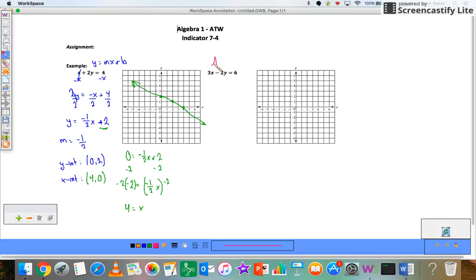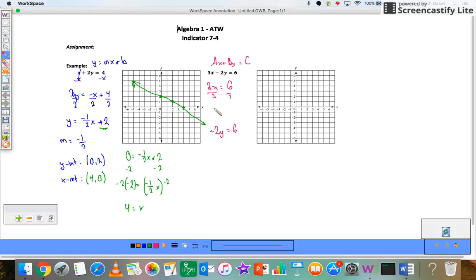The other way is what happens when it's in standard form. Okay, we've got ax plus by is equal to c. Well, what we can do is find the two intercepts. Now on this, what we've done is break this up into two equations, where it would be 3x equals 6, and then negative 2y is equal to 6. And we'll look to solve both of those.